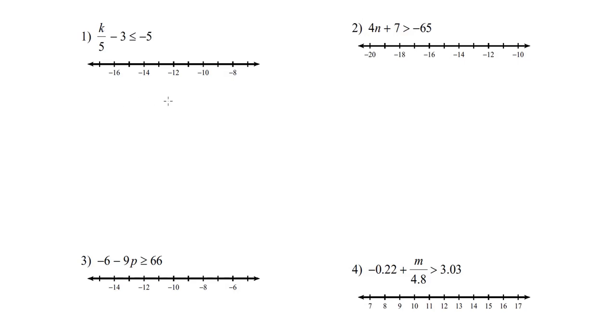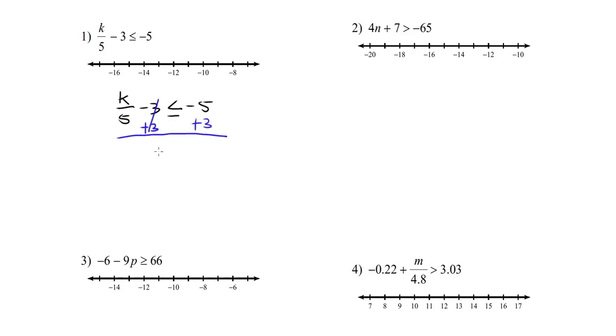All right, so here's our quiz review for solving inequalities. Let's take a look at number 1. It says k over 5 minus 3 is less than or equal to negative 5. So step 1, we need to undo addition or subtraction. So we're going to get rid of this negative 3 by adding 3 to both sides.